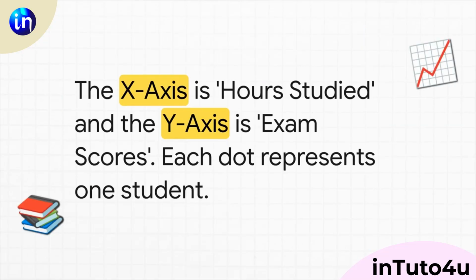Let's make this super clear. Imagine the line at the bottom. The x-axis is hours studied, and the line going up the side, the y-axis, is exam scores. Every single dot you see on this chart, that's one student. And it's telling us a tiny two-part story, exactly how long they studied and the score they actually got.